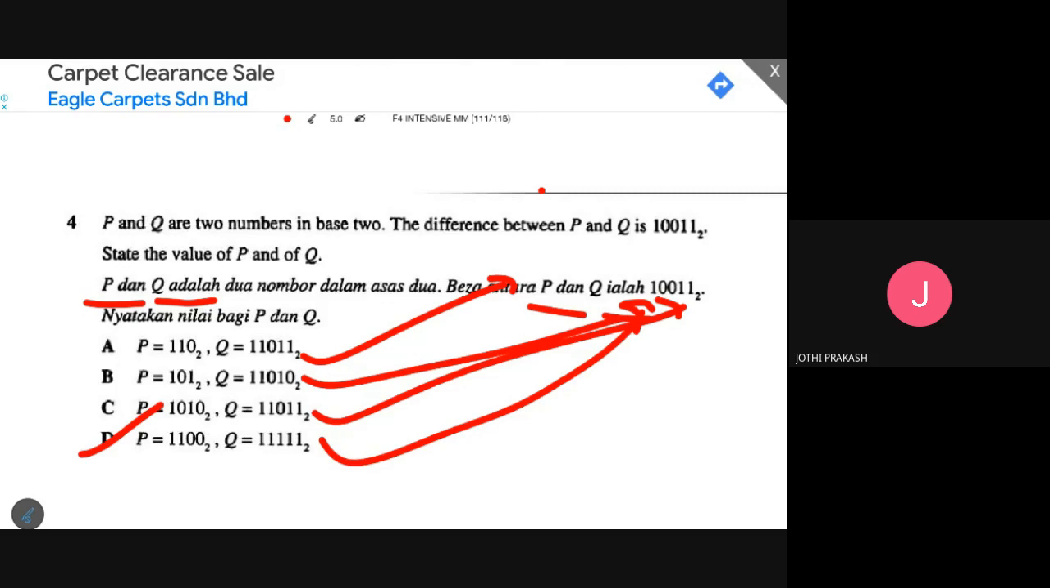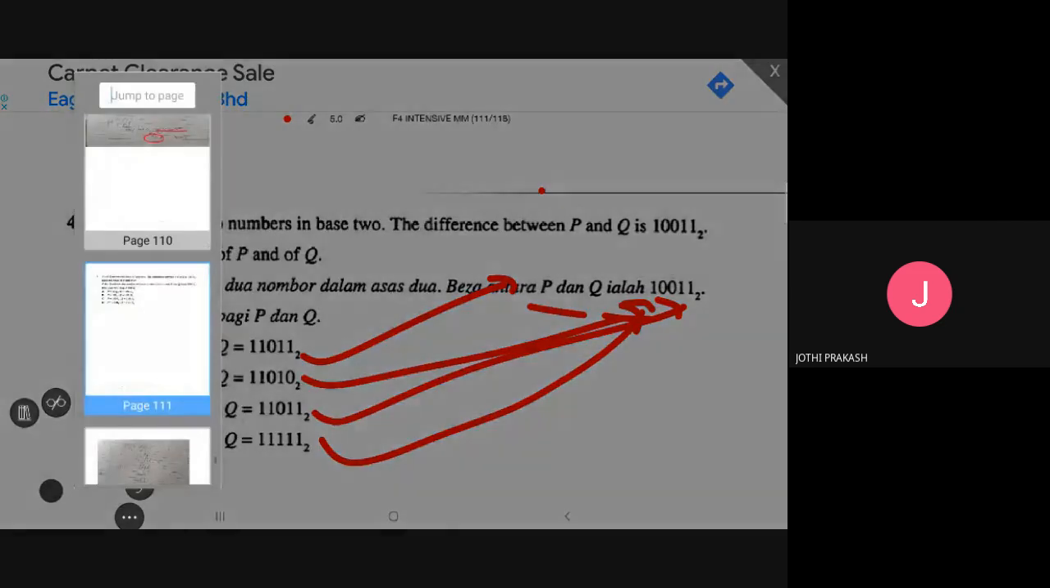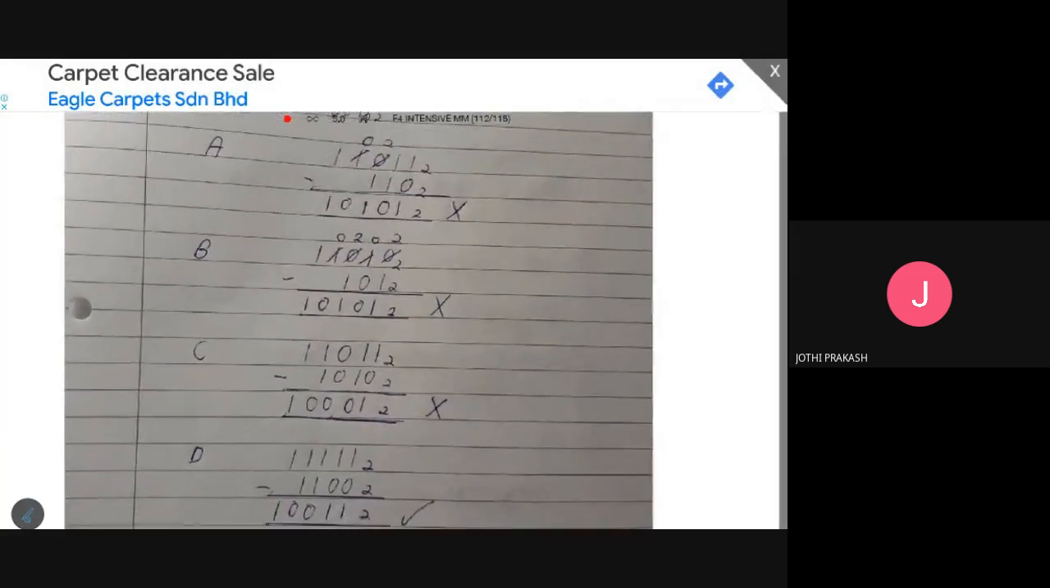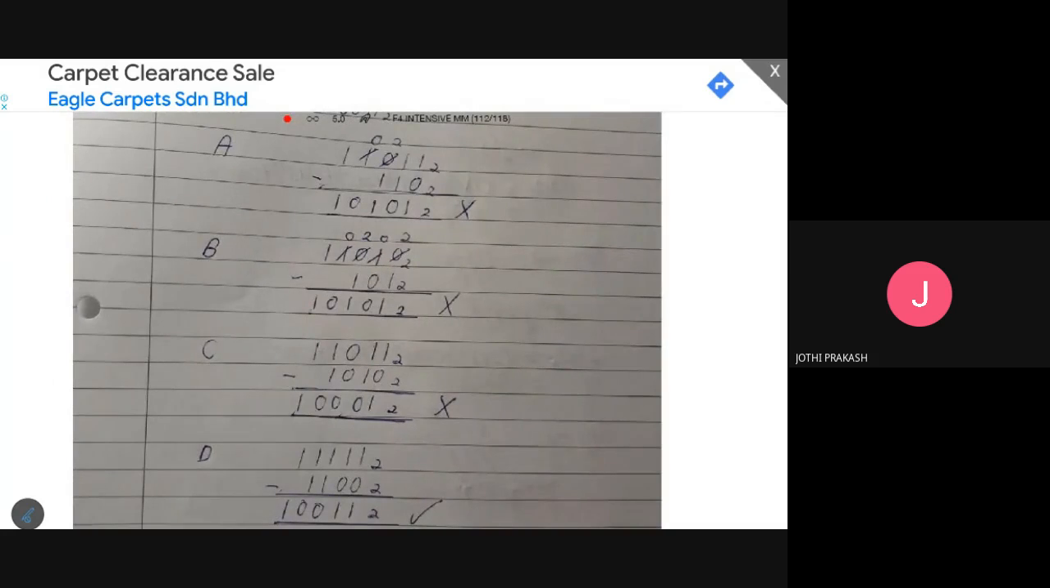D jawapan dia. Okay, so if you try one by one, you should get something like this. Okay, so you check and see mana akan bagi jawapan yang betul. So you'll find out that it's D. Sebenarnya pilihan D ni lah yang paling senang nak buat. Okay, yeah, I know. I will tell you guys. Don't worry. Okay, so D sebenarnya paling senang nak dapat jawapan. Okay, so that's why the answer is D actually.